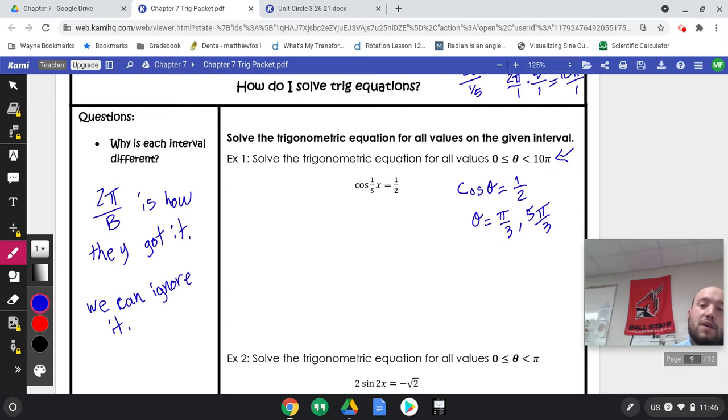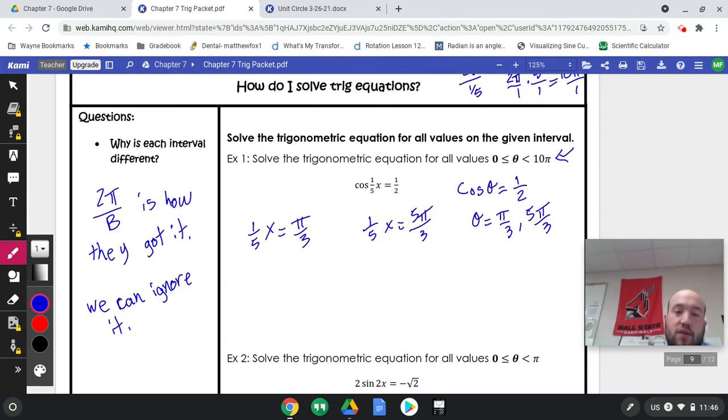Now all we have to do is, instead of a theta, that's going to be 1/5 x. So that was kind of the original, what we did earlier this week and last week. We have 1/5 x though. So I'm going to put 1/5 x equals pi over 3. And I'm also going to solve for 1/5 x equals 5 pi over 3.